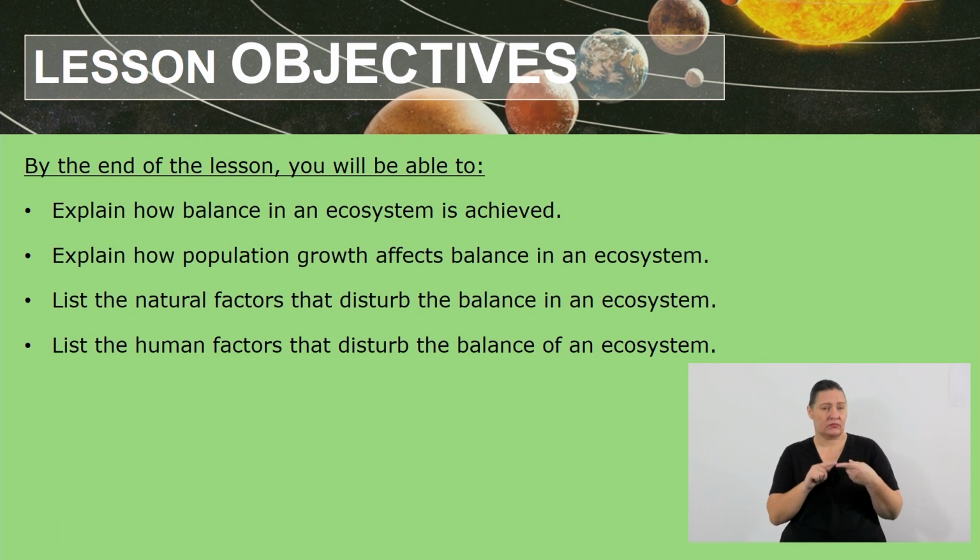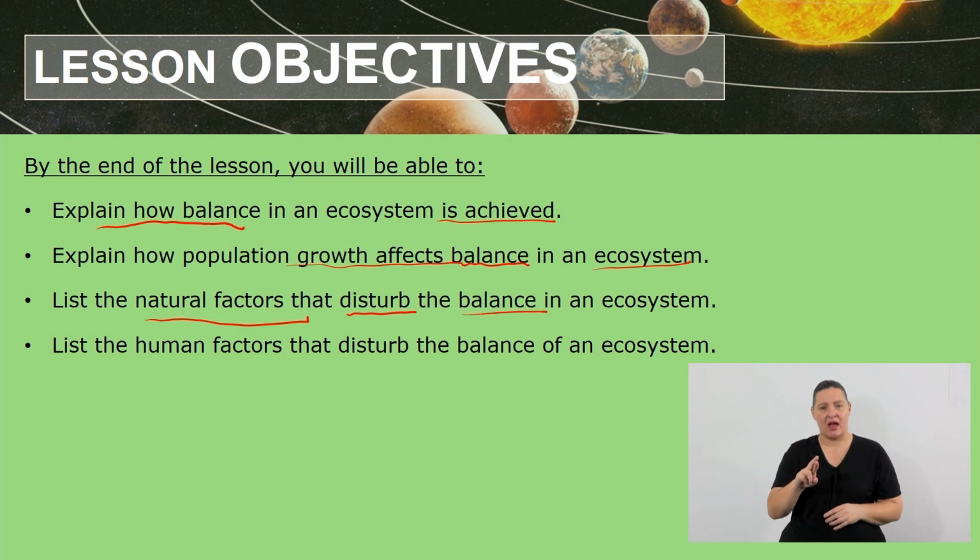The first one is you should be able to explain how balance in the ecosystem is achieved. Secondly, you should be able to explain how population growth affects balance in the ecosystem. Then you should be able to list the natural factors that disturb the balance in the ecosystem. And lastly, you should be able to list human factors that disturb the balance in the ecosystem.